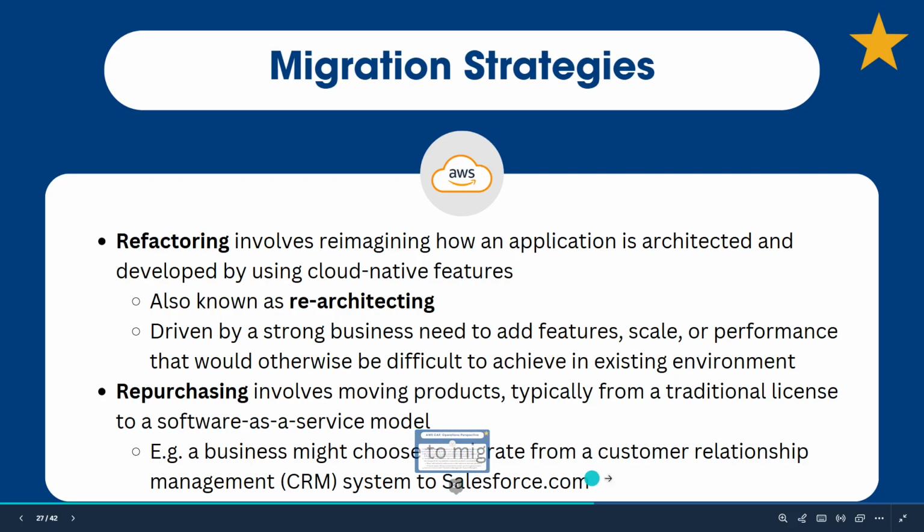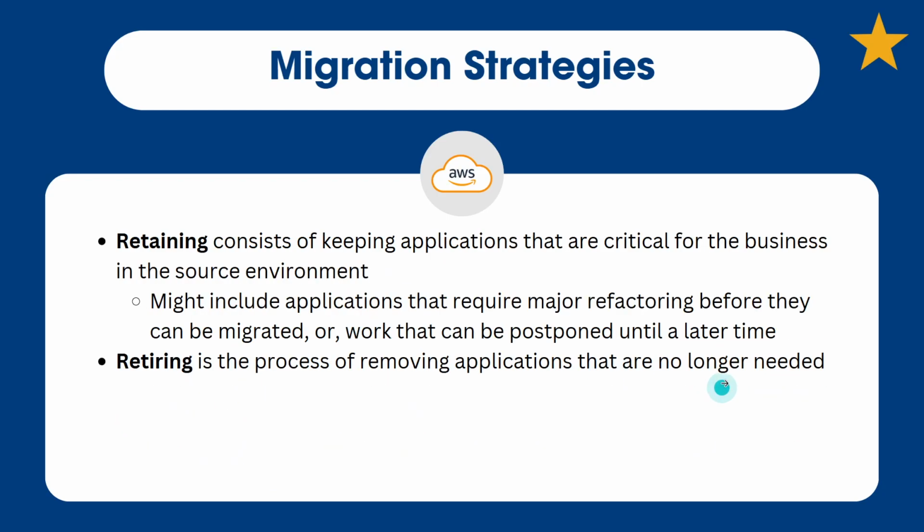Those are the software you access when you navigate to a website and you're able to use their tools directly online. So yeah, if you need to change products completely when you're moving on to the cloud, this would be called repurchasing. And then the last two is going to be retaining and retiring.